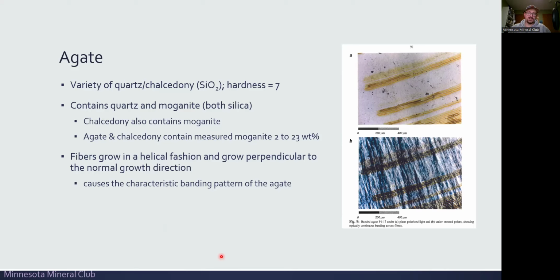The fibers for agate will grow in a helical fashion, and this grows perpendicular to the normal growth direction. So as you can see in this photomicrograph here, the bands show the chalcedony that forms the agate growing sort of perpendicular or lengthwise, instead of growing out like you would see with a pointed quartz crystal that would be growing up and in. As a reminder too, the hardness of 7 is out of a scale of 10, with 10 being hardest, which is diamond.